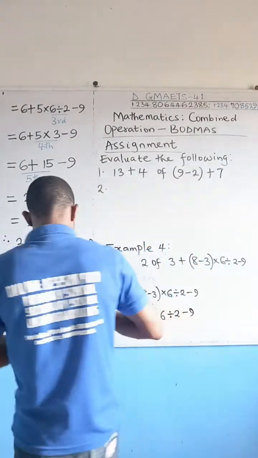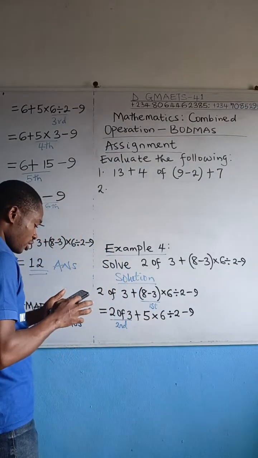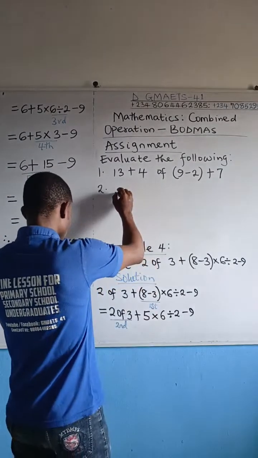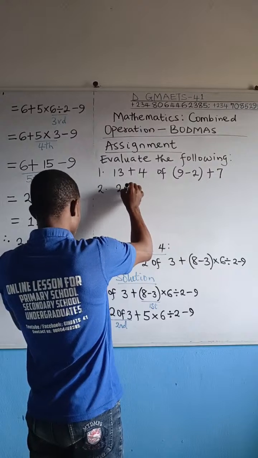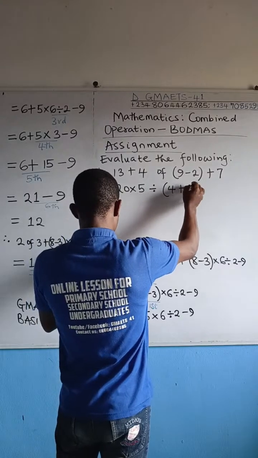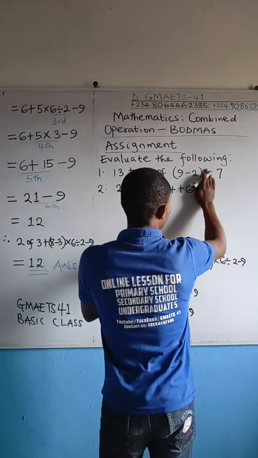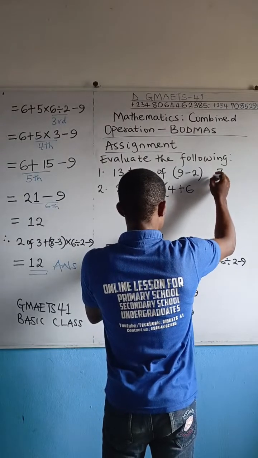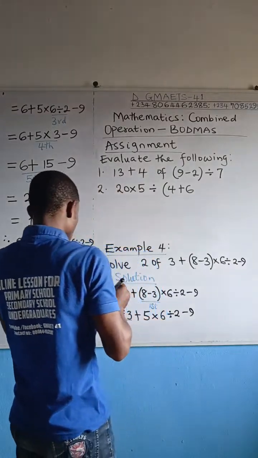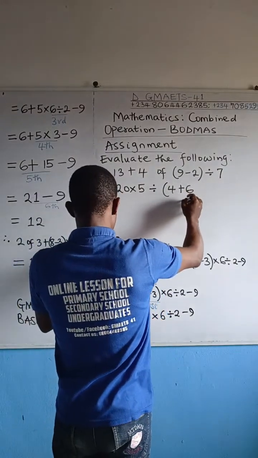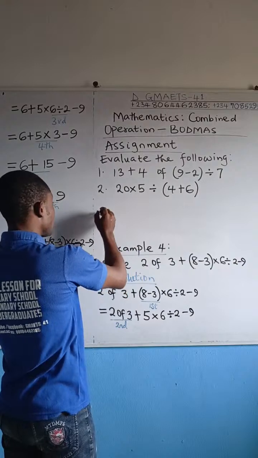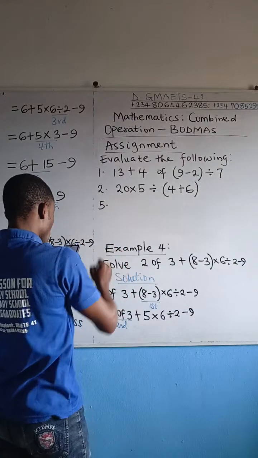So question number 2, what's happening? Please be patient. Let's see. Good. Question number 2, I've got this: 20 times 5 divided by open bracket 4 plus 6. Please, this is divide. Sorry about that. That is divide. Good. So plus 6 is the next one here. Good.